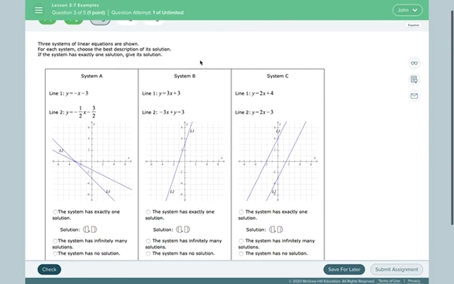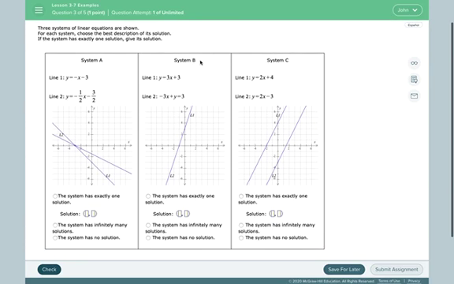So we've got three examples here from Alex that we're going to go through together. It says you're shown these three examples. For each of these, choose the best description of the solution, and if it has one solution, tell what it is. So system A.